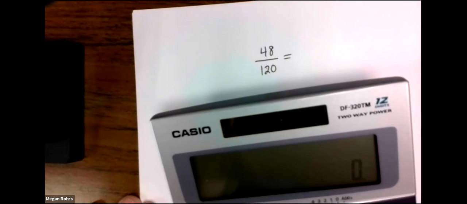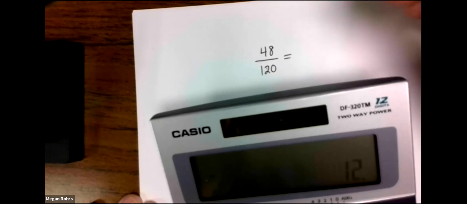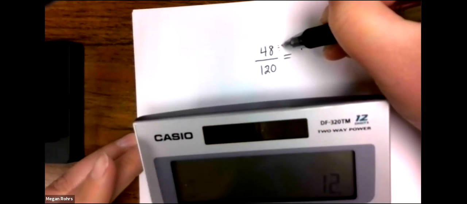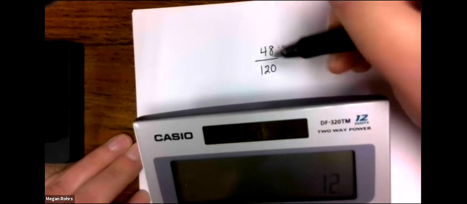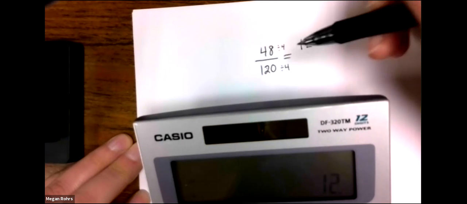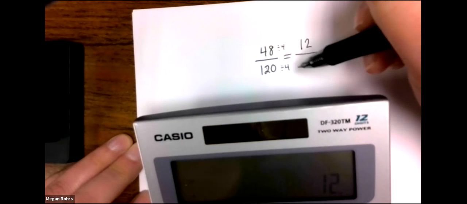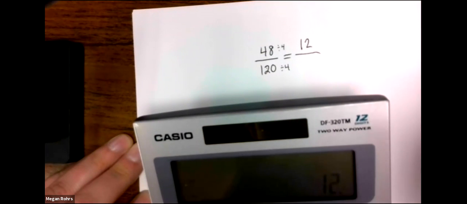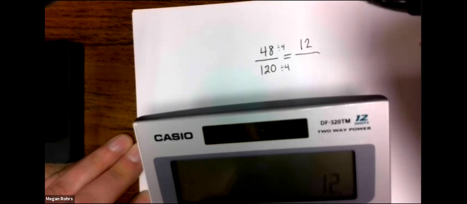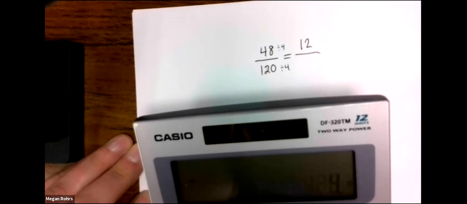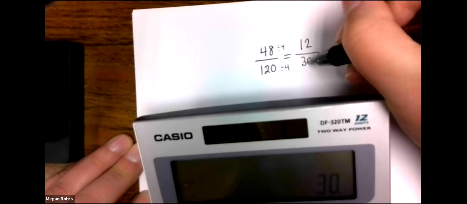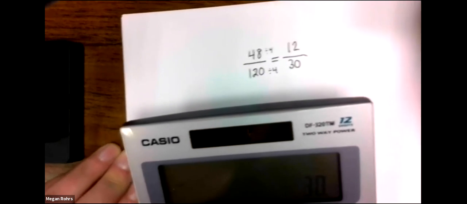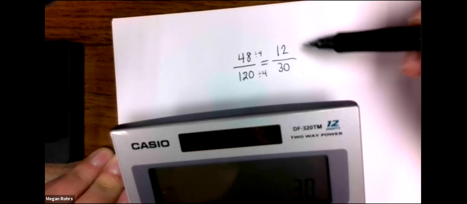I know 48 is divisible by 4, so 48 divided by 4 gives us 12. So we just divided this one by 4. Whatever you do to the top, just make sure you do to the bottom as well. So 120 divided by 4. If you need to use a calculator, once again, go ahead. 120 divided by 4 gives us 30.